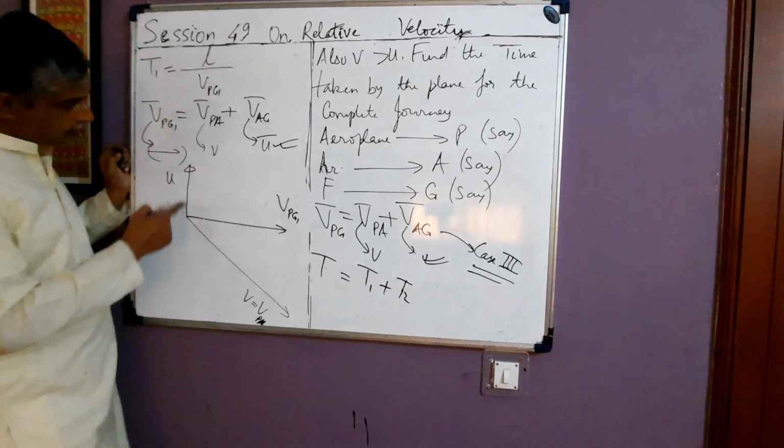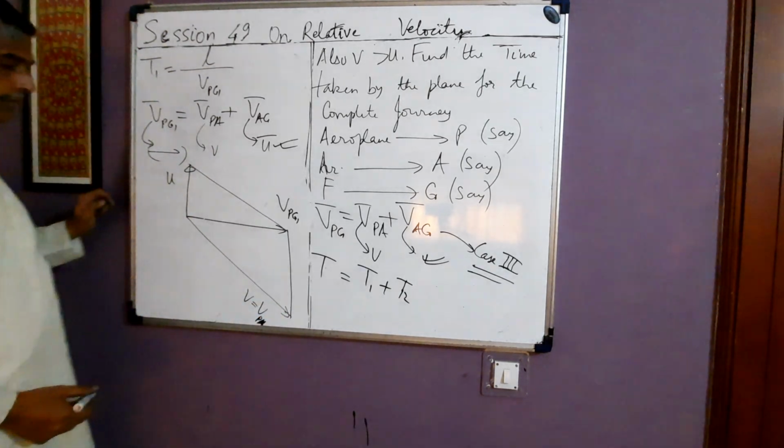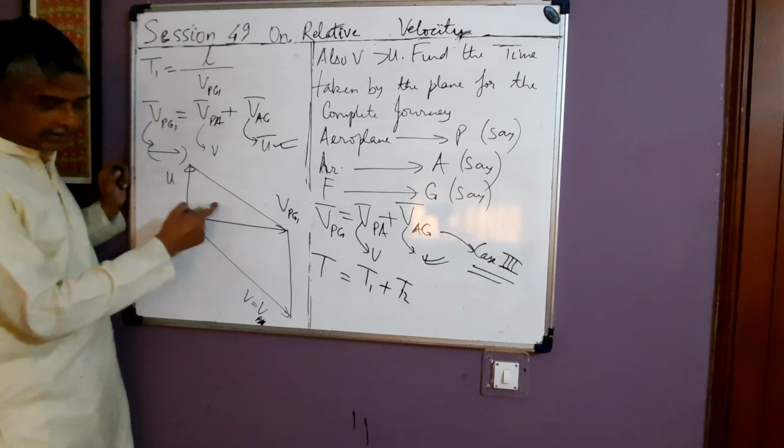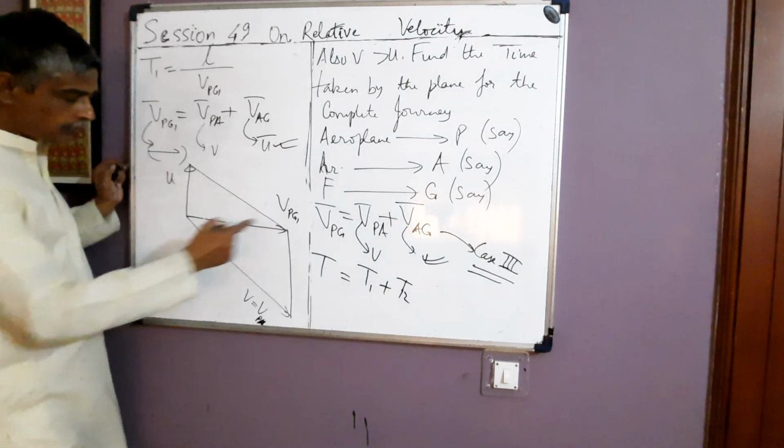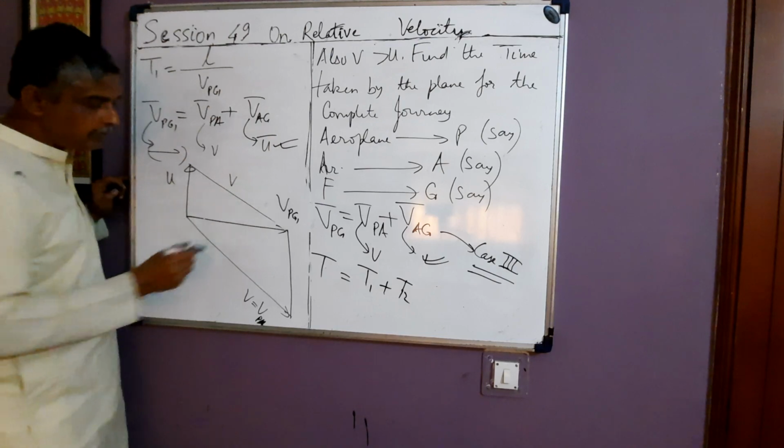Okay. Then what do I do? With these adjacent sides, we complete the parallelogram. Okay. Fine. So see, I get two right angle triangles. They are congruent triangles. So directly we can say this is U. This is V. So this is also V. Parallelogram law of vector addition.